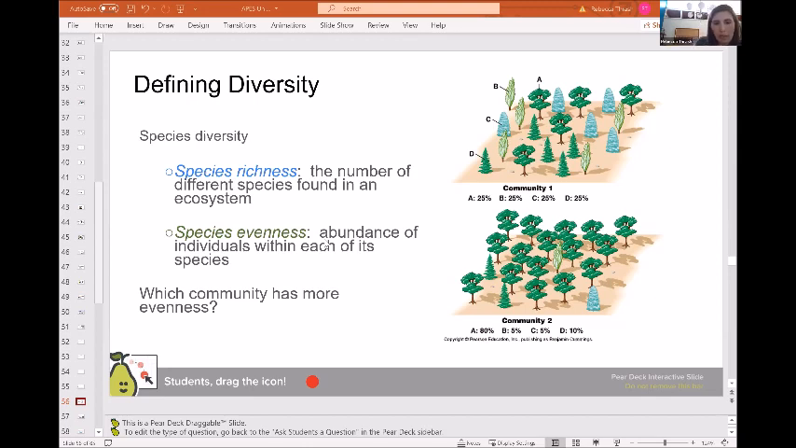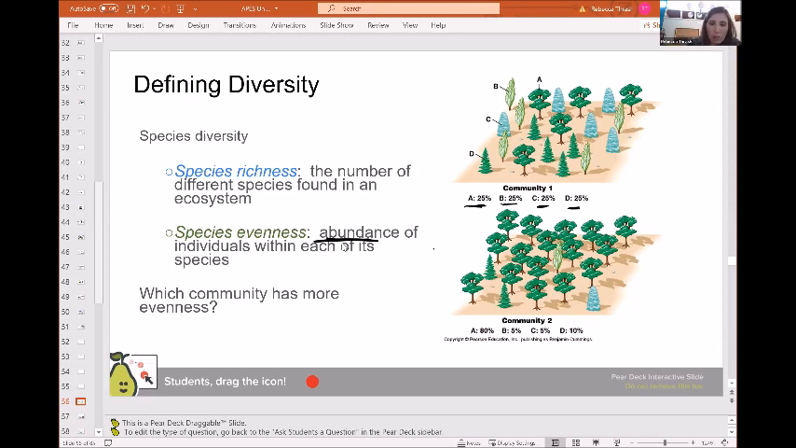So remember, evenness is the abundance of individuals within each species. Species A, 25, B, 25, C, 25. So it's an even distribution, very, very even. Now, the richness of the species, that's the same. You've got A through D here and A through D in community 2, but the evenness is absolutely different.